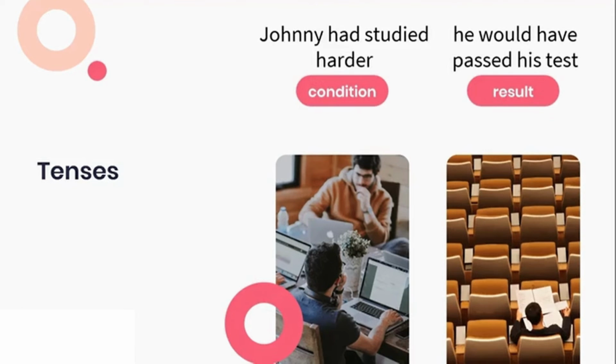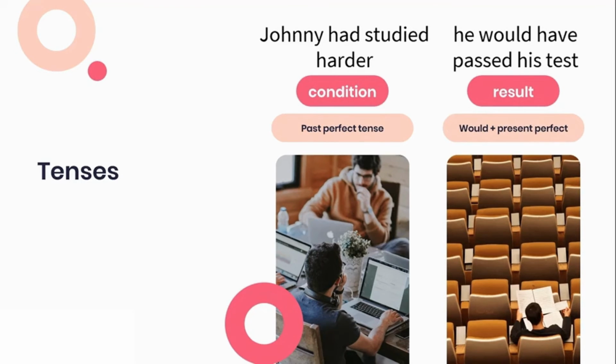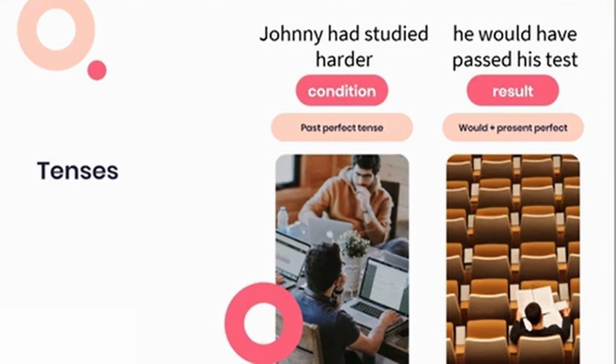Now let's talk about tenses. In what tense is the condition? It's in past perfect tense. And what about the result? It looks like the form is would plus the present perfect tense form of the verb. Remember that when we use perfect tenses, irregular verbs play an important role. If you need a recap on the concept of irregular verbs and verb 1, verb 2 and verb 3, you can refer back to Module 1, Lesson 6, bonus lesson, or the summary notes.